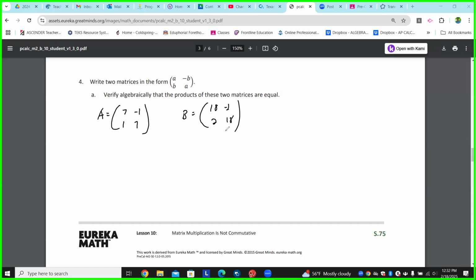What we're going to do is we're going to prove that A times B equals B times A every time that this is the pattern. All right, so here we go. So A times B. Might need one on this one. All right, row times column.